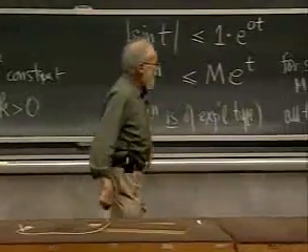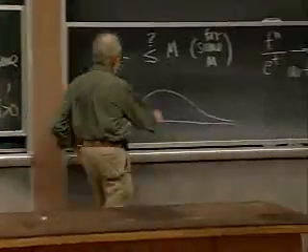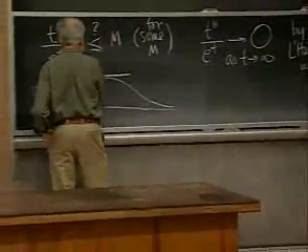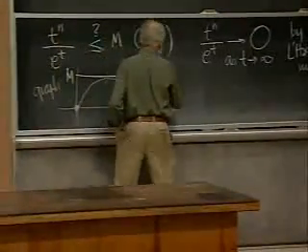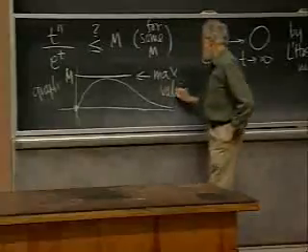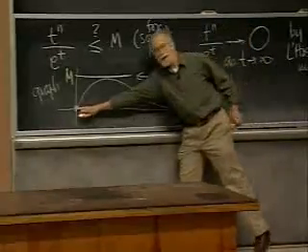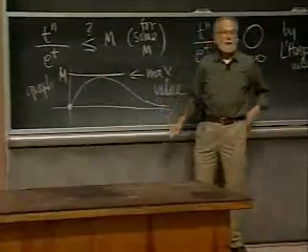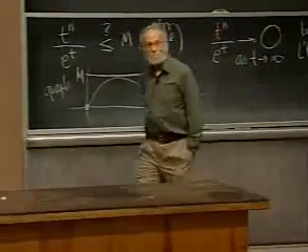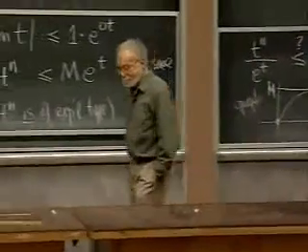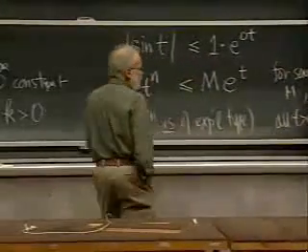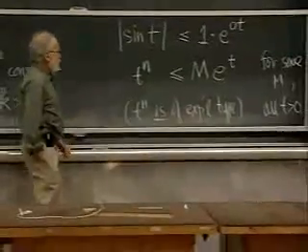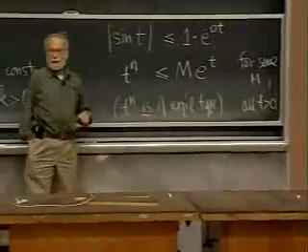And that maximum is M. All you have to know is where it starts and where it ends up, and the fact that it's continuous, that guarantees that it has a maximum. So it is less than some maximum, and that shows that it's of exponential type.